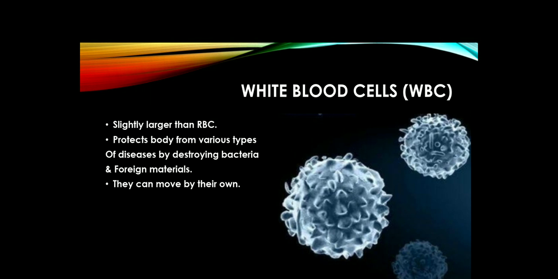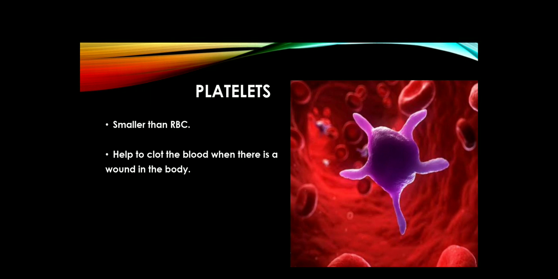Okay, so for white blood cell, we should say the first point: they can move by themselves. And they protect our body from different kinds of diseases by killing or destroying the germs and the different foreign materials. In the picture you can see here, I am showing the picture of white blood cells. Next comes the platelets. You see the picture, there are some projections.